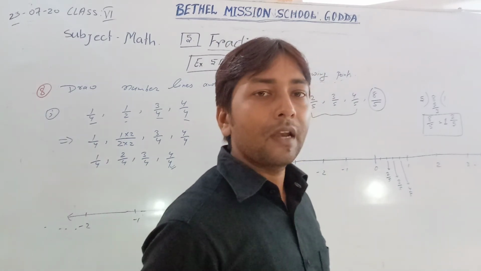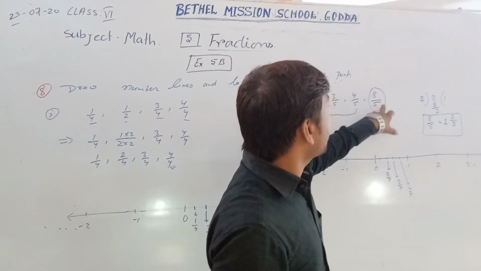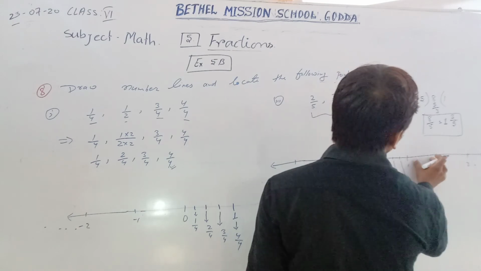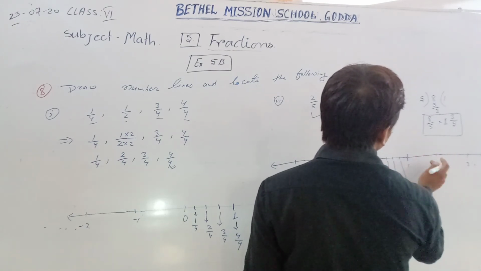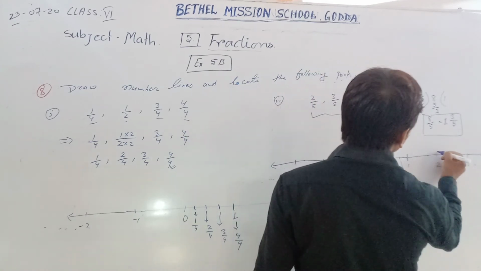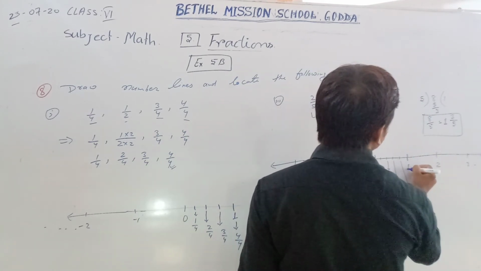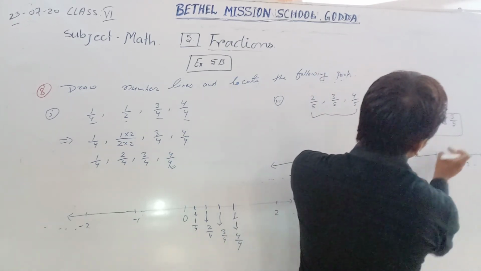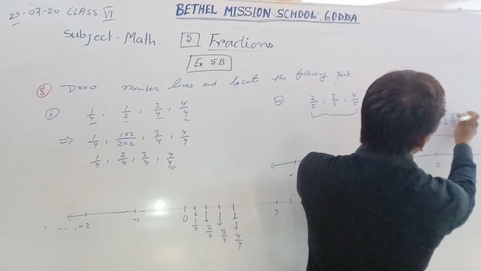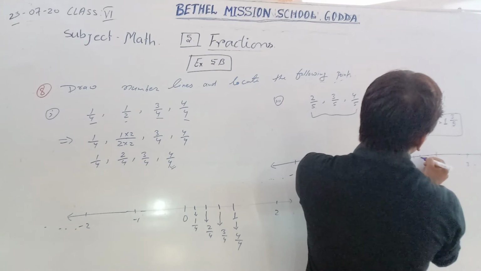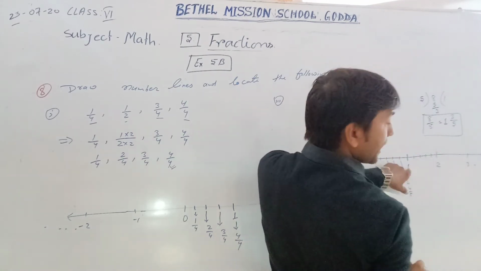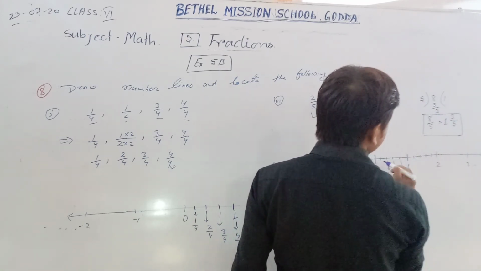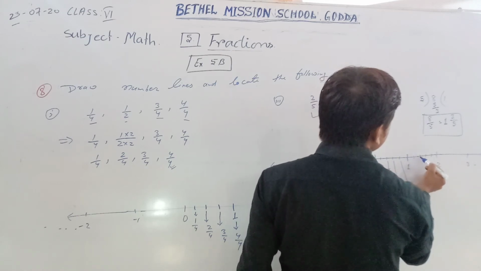Okay, now you have 8 upon 5. For 8 upon 5, it means you also have to divide into 5 parts between 1 and 2. Between 1 and 2 you have to divide into 5 equal parts also. 1 is here, you will now divide into 5 parts and you have to take 3 parts. 1, 2, 3, 4, 5. Now you can count from here, or you can count 8 parts from 0: 1, 2, 3, 4, 5, 6, 7, 8.